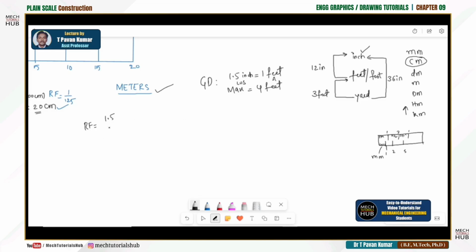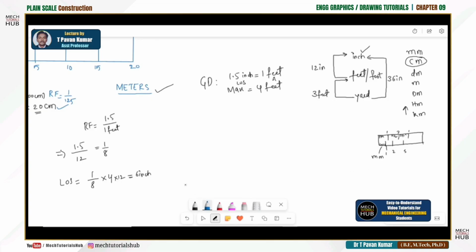Okay. So I'm trying to calculate this RF: 1.5 by 1 feet. I'm trying to convert again, which is equal to 1.5 by 1 feet, which is 12 inches. I'll take it as 12. If I calculate, I'm going to get 1 by 8. RF is equal to 1 by 8. Once the RF is known, length of the scale is equal to 1 by 8 multiplied by the maximum distance, 4 feet, again multiplied by 12 because 1 feet is equal to 12 inches. So you are going to get how much? 6 inch.